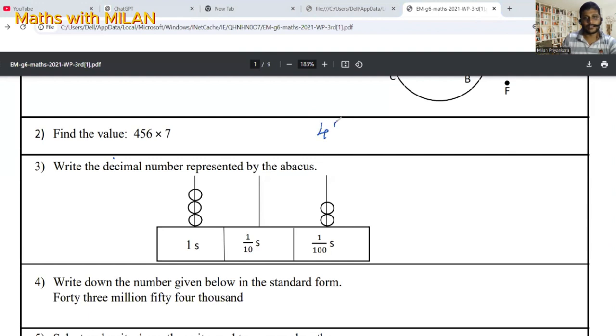This is going to be 456 into 7. 7 into 6 is 42. You write 2 and 4 carries. And 7 into 5 is 35, 35 plus 4 is 39, and 3 carries. 7 into 4 is 28. 28 plus 3 is 31. So your answer is going to be 3,192. Okay, and let's go to the next part.